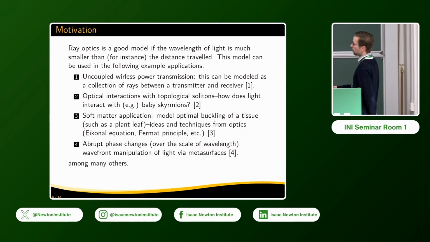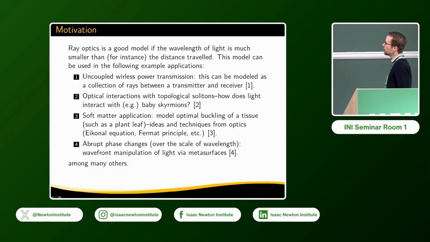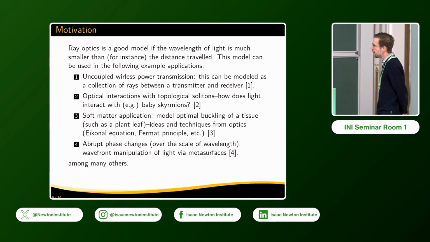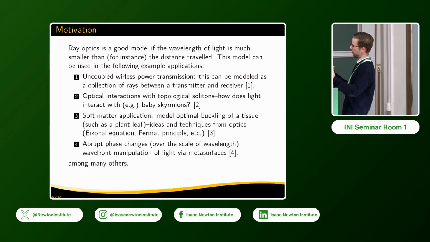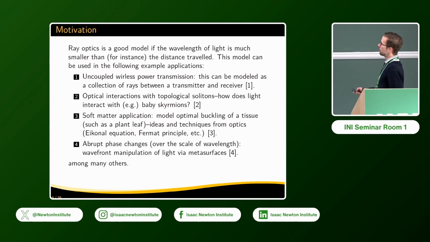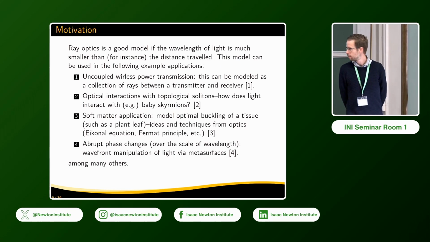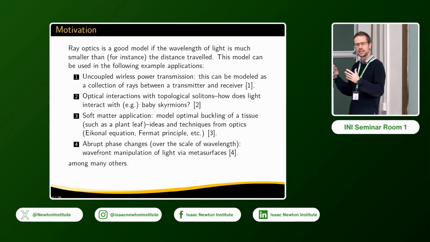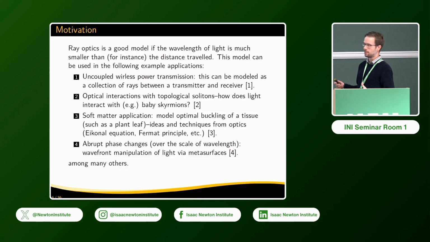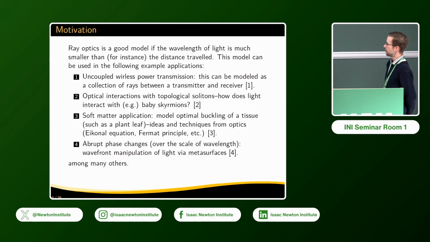And then more along what I've looked at in the past, you can introduce abrupt phase changes over the scale of the wavelength of light being used to manipulate light via these things called metasurfaces, and these are things I've looked at in the past. So somehow, if you've heard of metamaterials, metasurfaces can be seen as two-dimensional versions of these metamaterials.